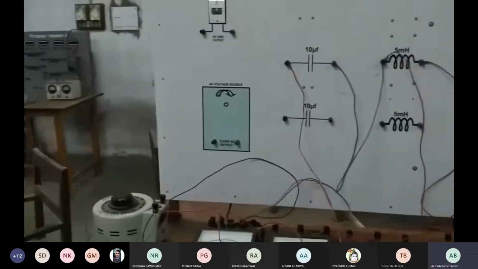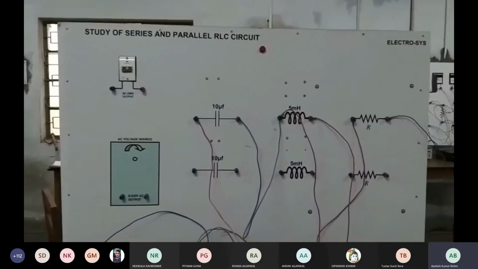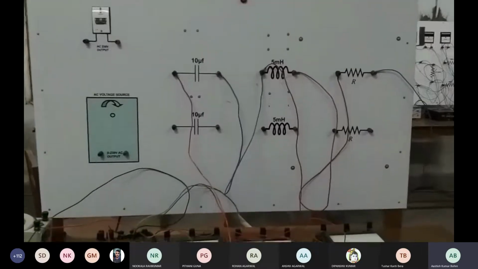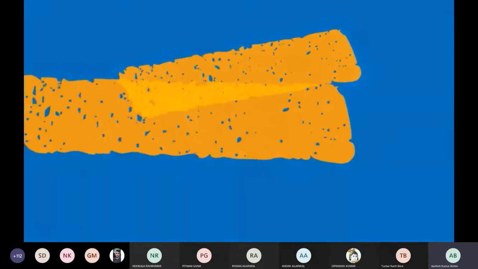Another one. This is another setup for the same experiment. Study of series and parallel RLC circuit. So this is the overview. Okay, thank you.